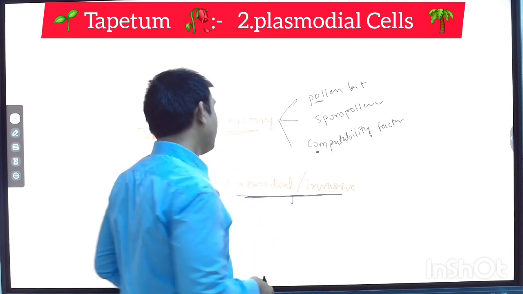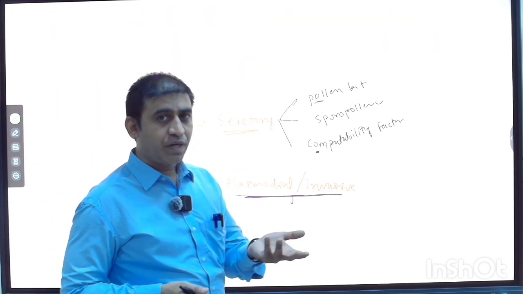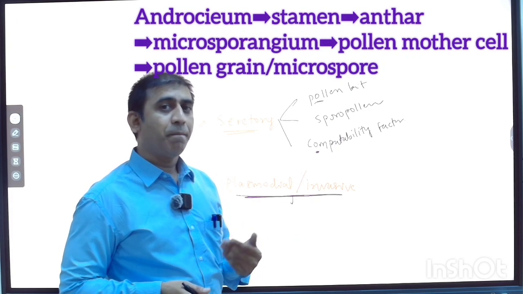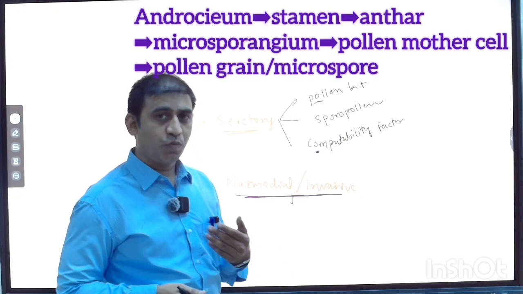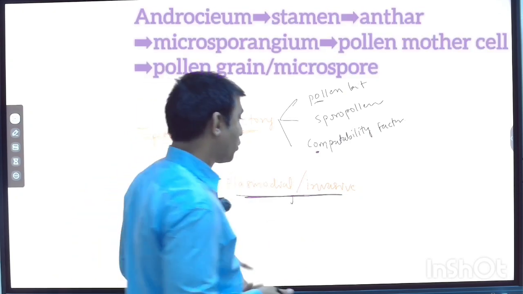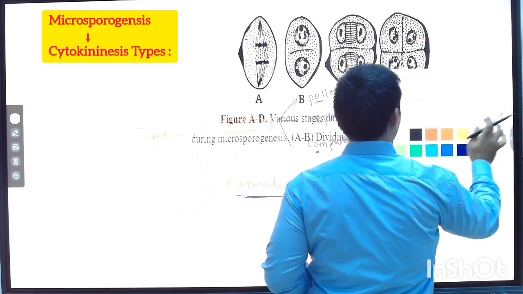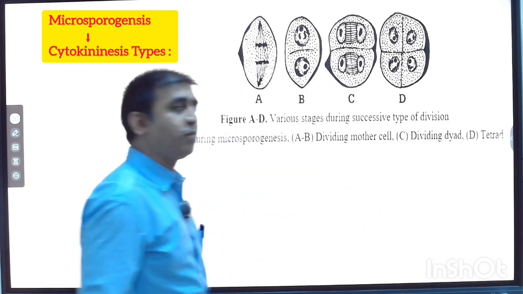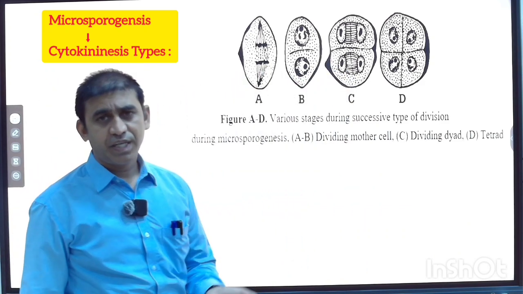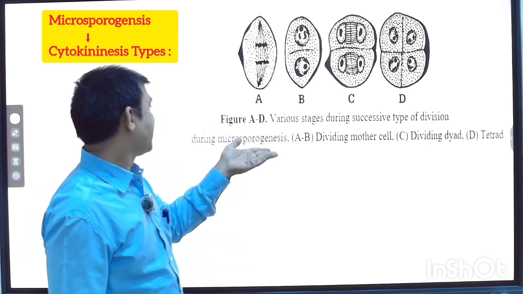And in the anther there are the microspore mother cells. The microspore mother cell undergoes meiosis, or reductional division, and produces the microspore or pollen grain. Then, if we see the cell division in the pollen grain, there are two kinds of division. One is simultaneous, another is successive division.